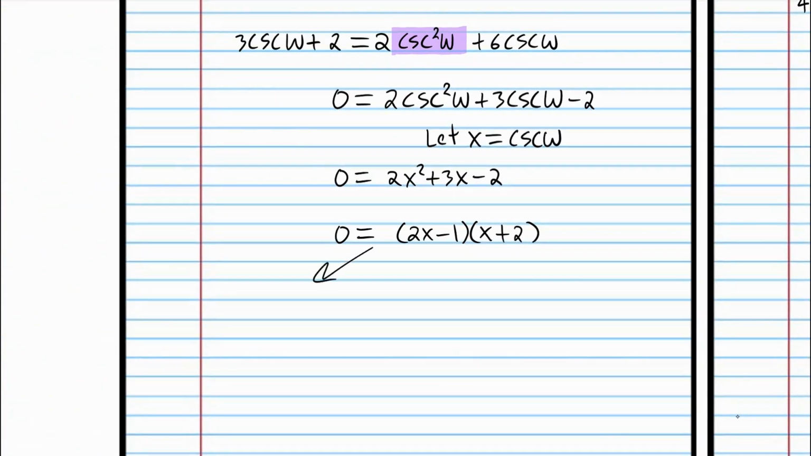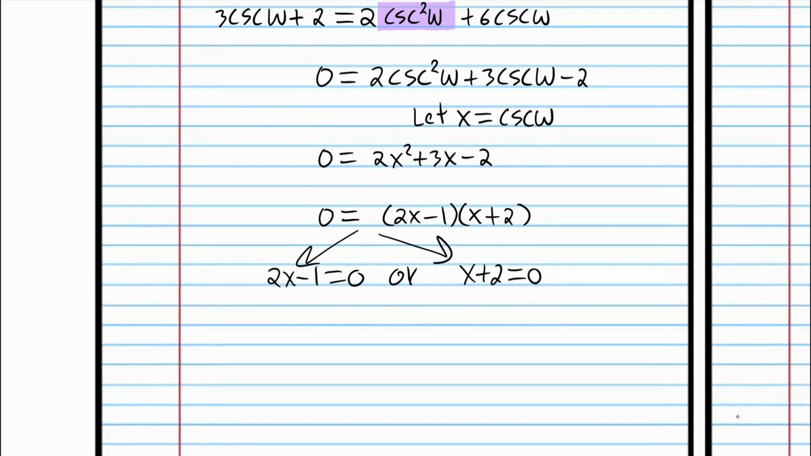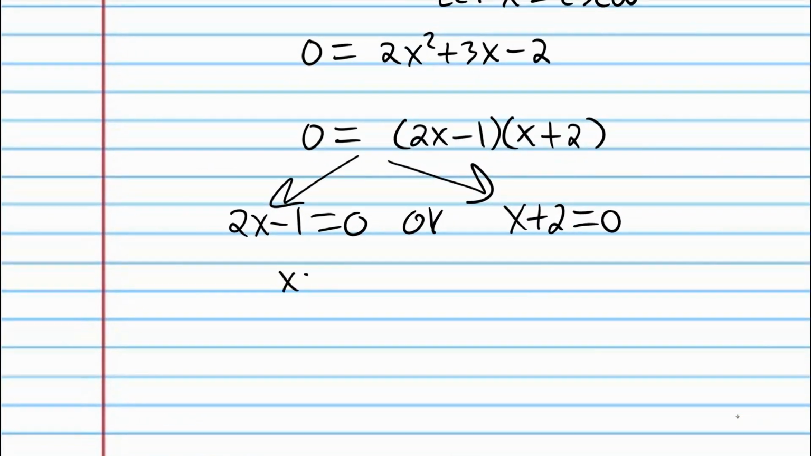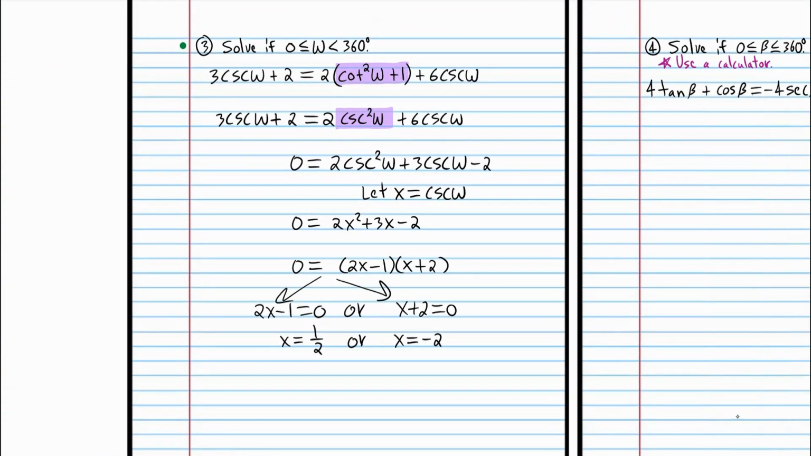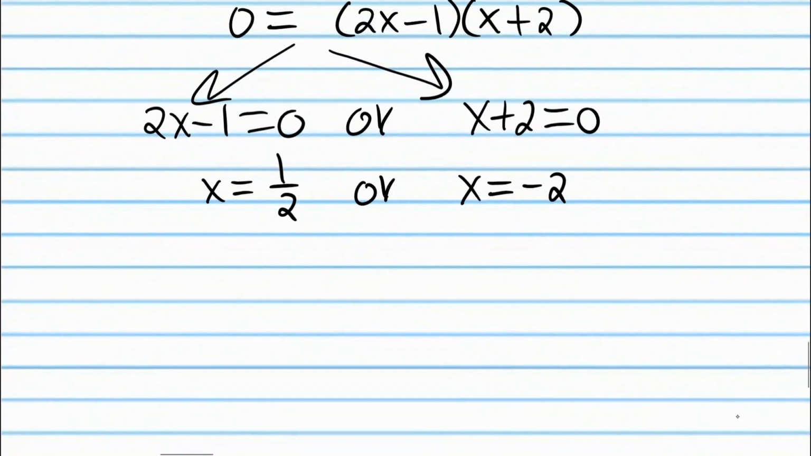Okay, so what this means is that 2x minus 1 has to be equal to 0, or x plus 2 has to be equal to 0. So x is equal to 1/2, or x is equal to negative 2. But we don't want to know what x is. We want to know what cosecant omega is. We let x be cosecant omega, so we're going to change x back to cosecant omega.